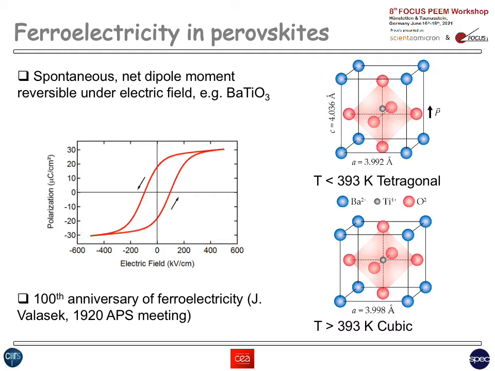Okay, ferroelectricity. A material is ferroelectric if it has a spontaneous net dipole moment which can be reversed under application of an electric field. Now it's called ferroelectricity, but it doesn't have anything to do with iron. It's called ferroelectricity by analogy with ferromagnetism.